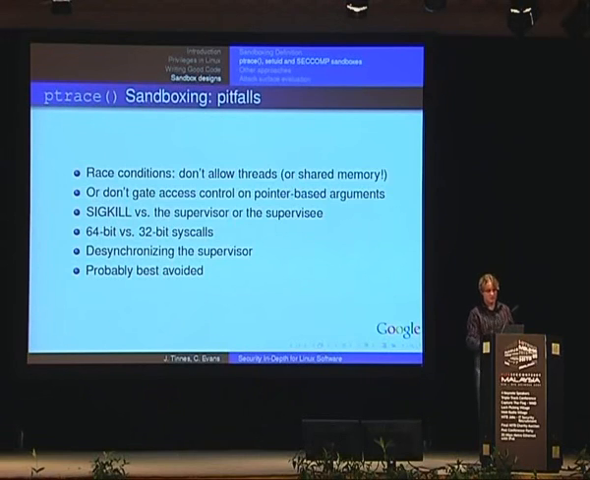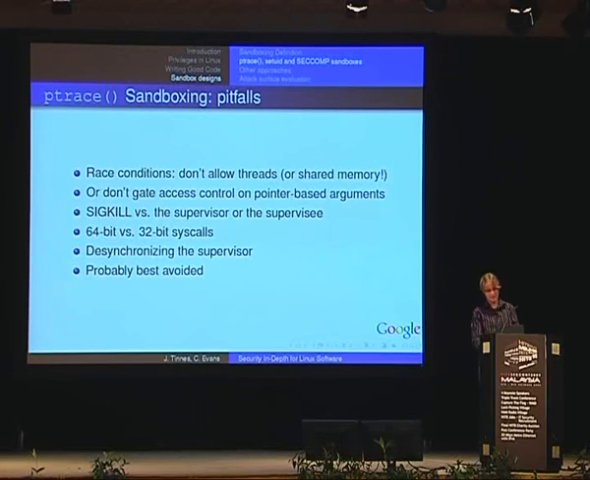Or you can not gate access control on pointer-based arguments. It's these pointer-based arguments that incur the susceptibility to this race condition. I've actually forgotten which of those two approaches I went for in the VSFTPD experimental sandbox. I think it's the first one, not allowing shared memory.